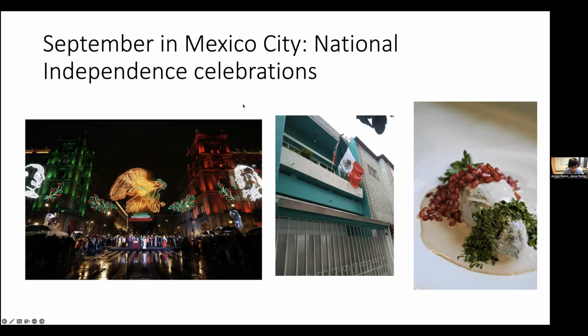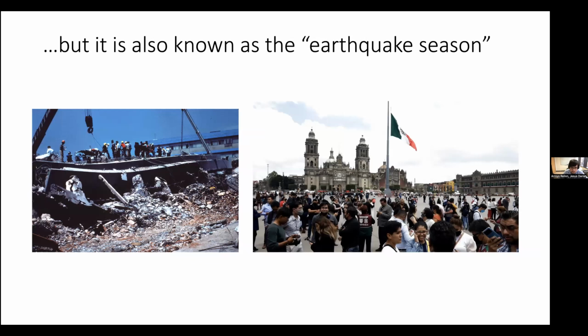Buildings are decorated with Mexican topics like the heroes of the national independence, people putting flags on their houses in order to celebrate the independence. And we can also see restaurants or people in their houses make special types of food for the celebration, like chiles en nogada here. So on the other hand, in Mexico City, this season is also known as the earthquake season because several earthquakes have happened in September in recent years.